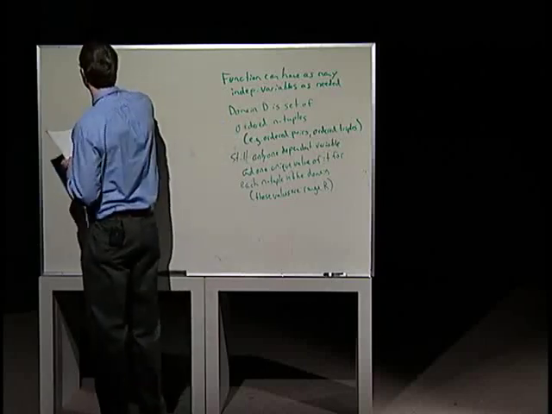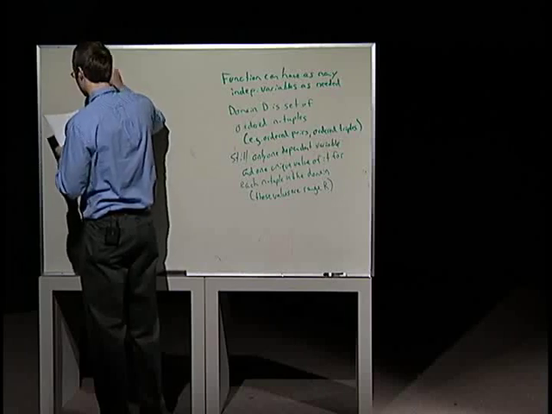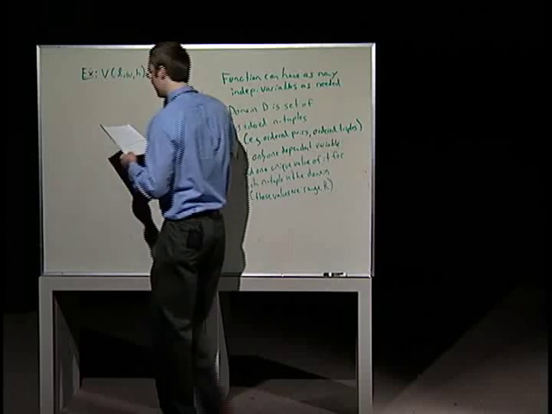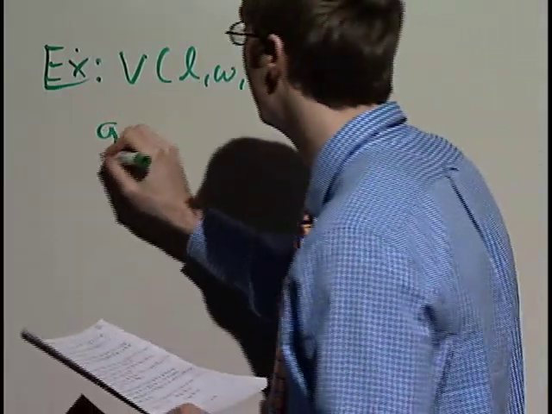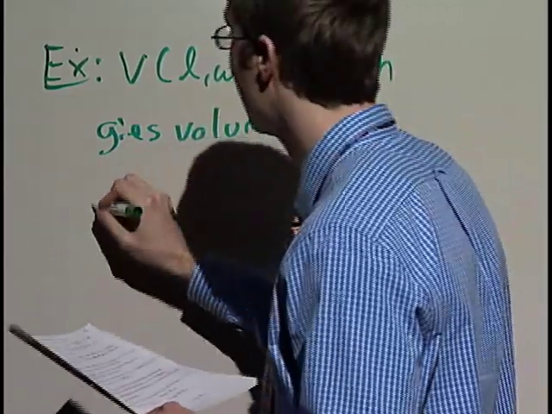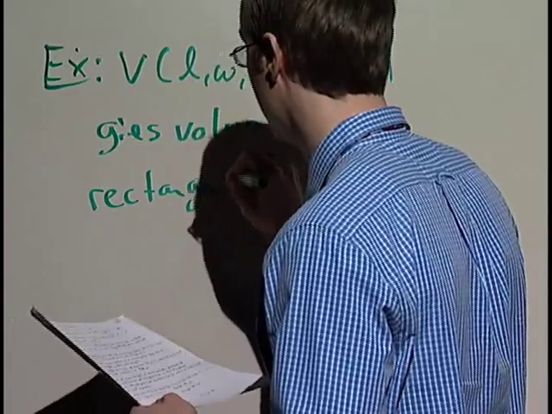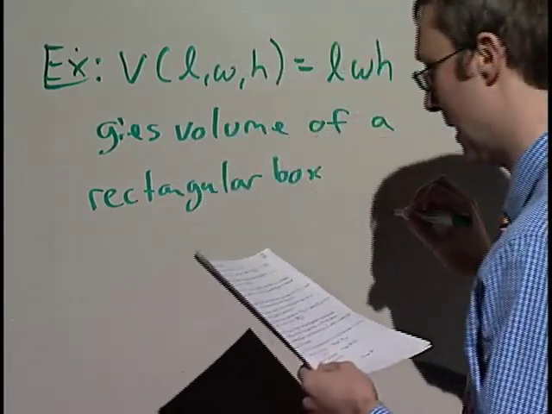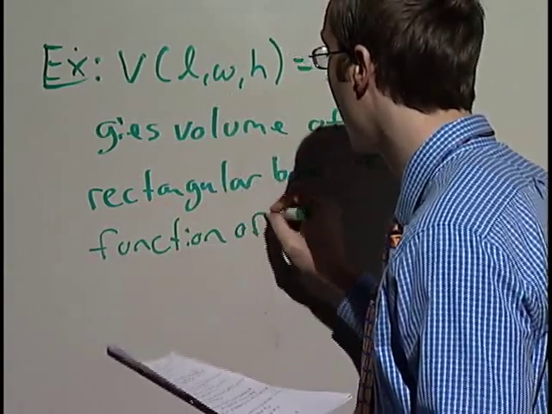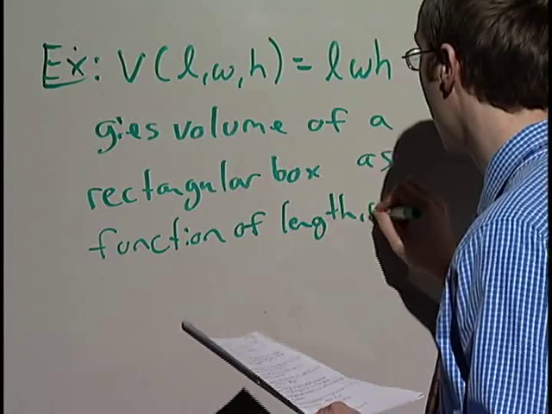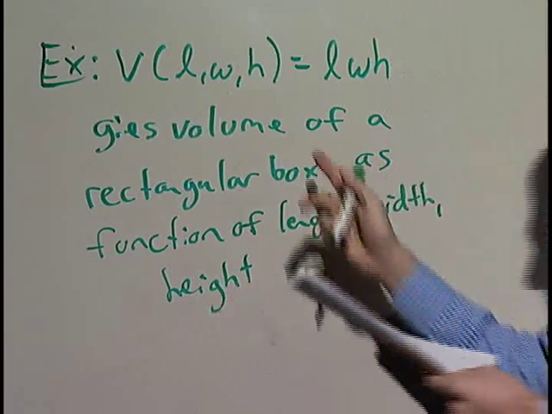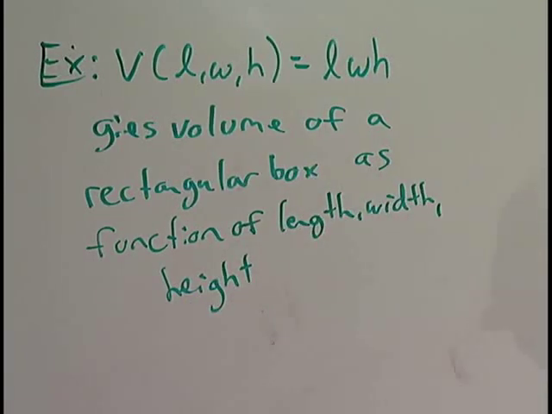So we should recognize this formula. V of L, W, and H is the product of L, W, H. So this is the volume of a rectangular box as a function of length, width, and height, right? So there's the classical volume formula for length, width, and height of a rectangular box, all right?